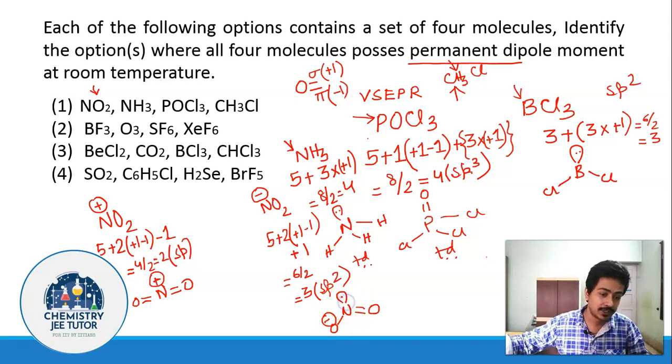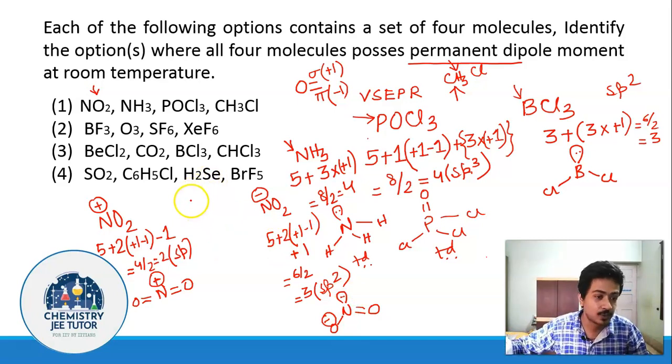With a lone pair over nitrogen. Now what happens in NO2? Let us understand what happens in NO2. Let us do the electron count first. In case of NO2, it is 5 for the central nitrogen. We are going to keep a 2 here because there are 2 oxygen atoms, plus 1 for a sigma bond, minus 1 for a pi bond, and so we are going to get 5.